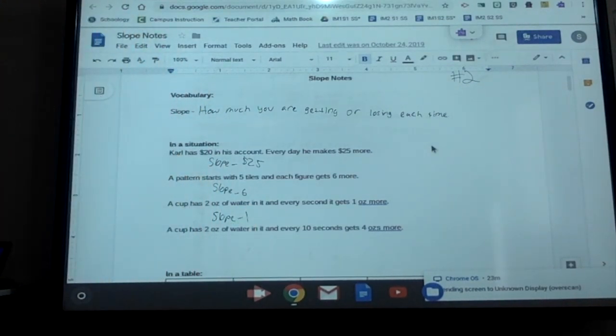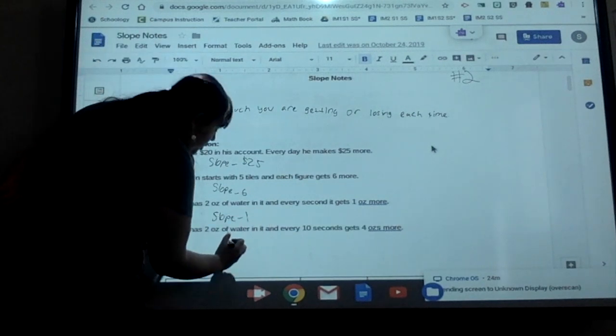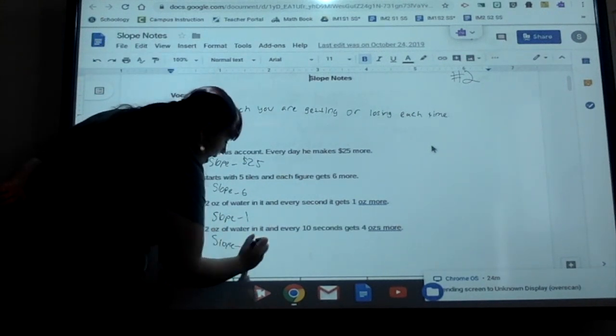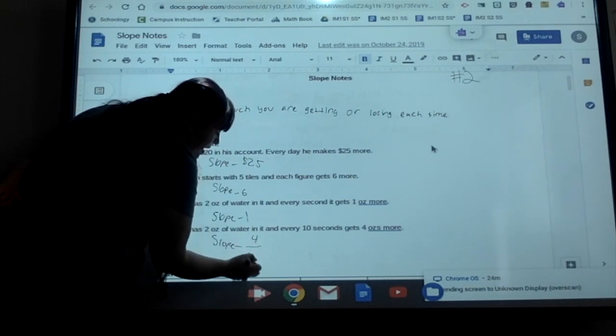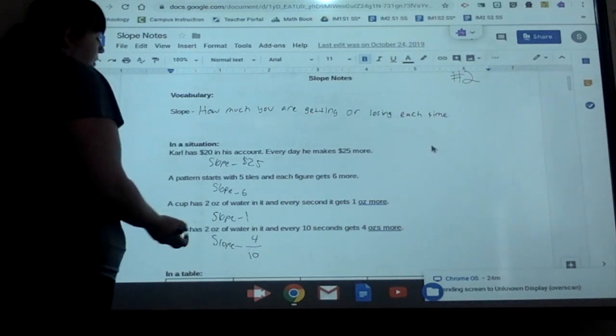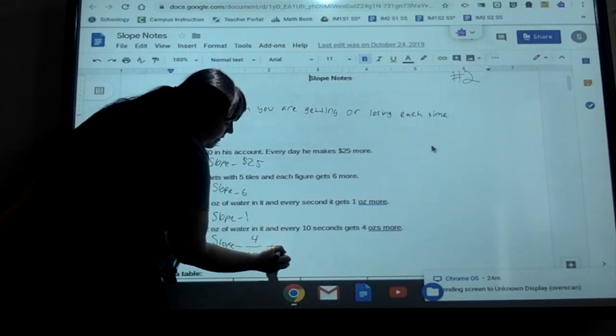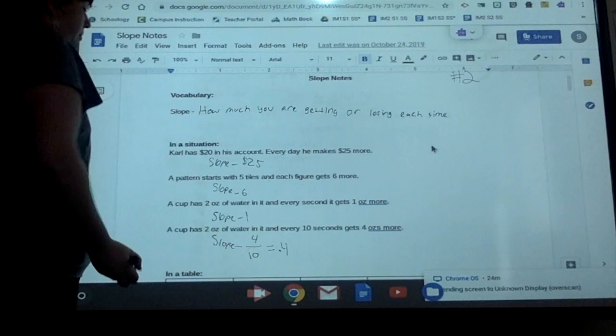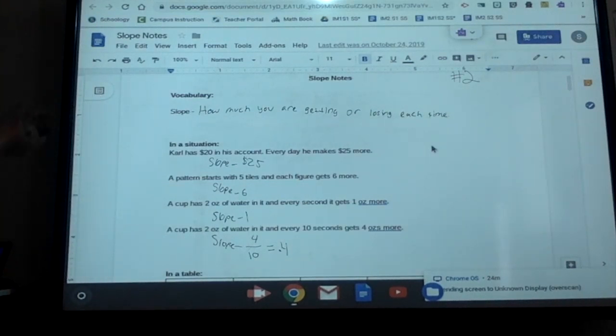However, this one's tricky, because it says a cup has 2 ounces of water in it, but every 10 seconds it gets 4 ounces more. So here's the thing, slope is about how much you're getting each 1 second, or each 1 time, each 1 day, each 1 figure, not after 10 seconds. So if it took 10 seconds to get 4 more ounces, to figure out for 1 second, what you do is you take how much you have, which happens to be 4, divided by how much time it took. So if I got 4, but it took me 10 seconds, then when I divide, I find out that every 1 second, I get 0.4 more. So then the slope in this case would be 0.4.